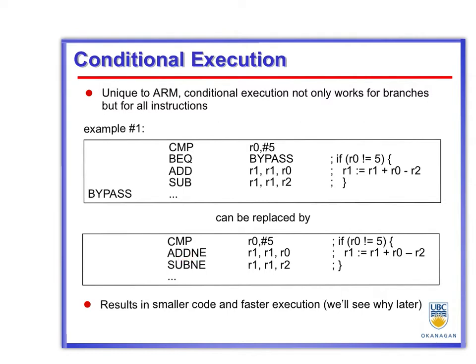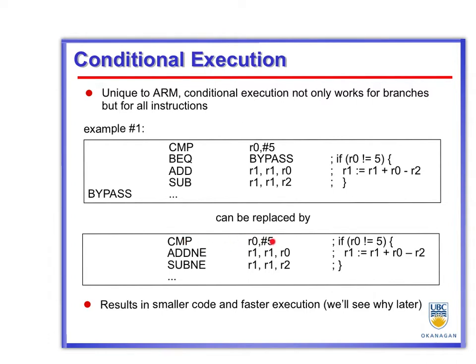And then we're going to have the add instruction, which is exactly the same as this one, but it's got a suffix NE, which basically says add if not equal. Okay, so if the previous instruction did not end up in equality, then it's going to do this add instruction, okay?